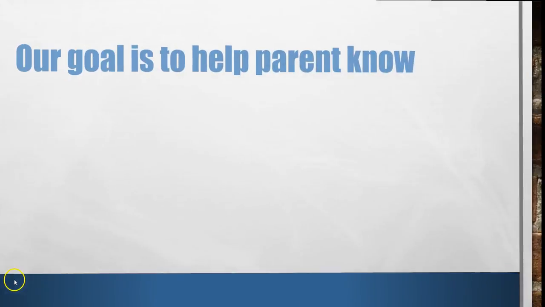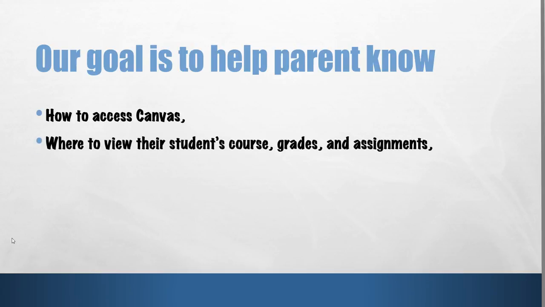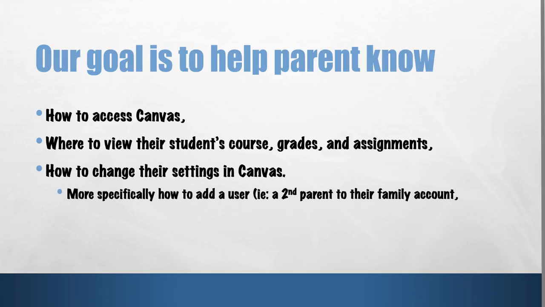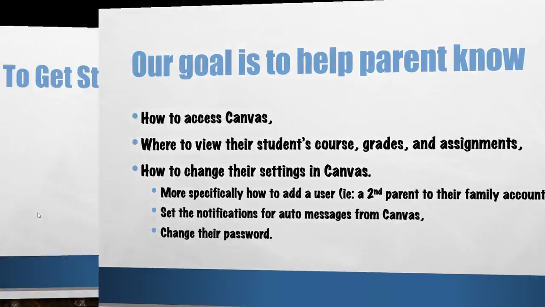To get moving today, we are hoping to show you how to use Canvas, how to access your account as a parent, as well as where to view your students' courses, grades, and assignments. We also want to make sure that you know how to make some changes in Canvas on your settings, like how to add an extra user such as your spouse to your family account, how to set the notifications for automatic messages from Canvas for each access in the account so you and your spouse can have different auto messages how you want them, and how to change your password. So let's go ahead and get started.